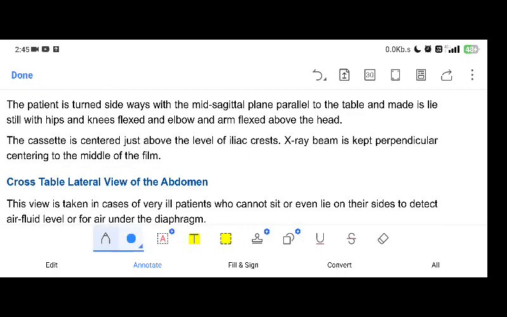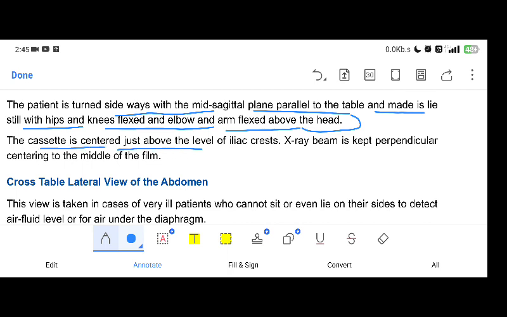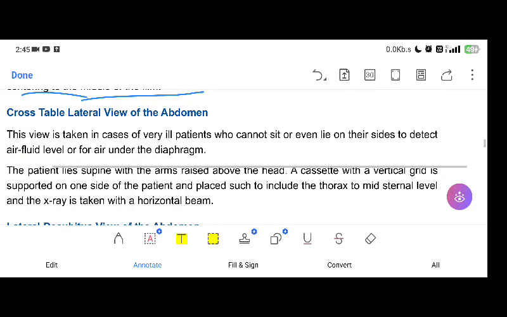So the patient is turned sideways with the mid-sagittal plane parallel to the table, and lies still with hips and knees flexed and elbows and arms flexed above the head, and the cassette is centered just above the level of the iliac crest, and the X-ray beam is kept perpendicular, centering to the middle of the film. So the cassette should be centered at the level of the iliac crest and the X-ray beam kept perpendicular centering to the middle of the film. And cross-table lateral view of the abdomen.